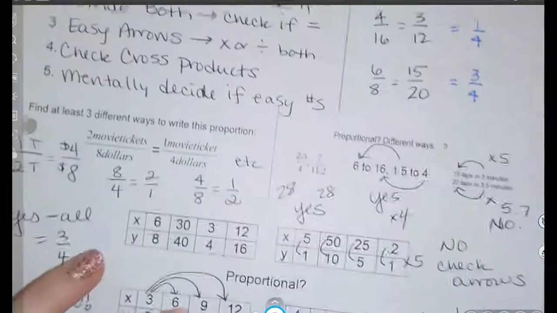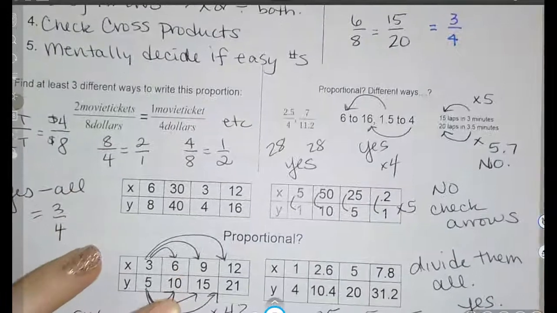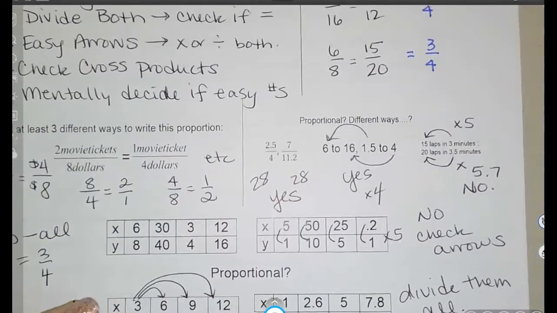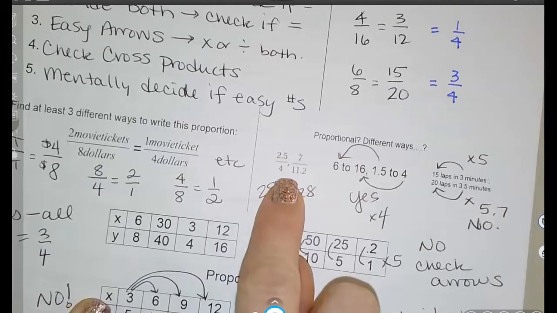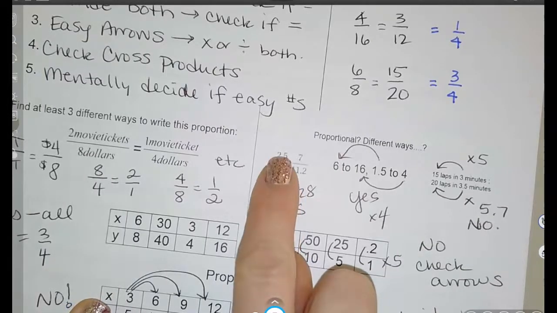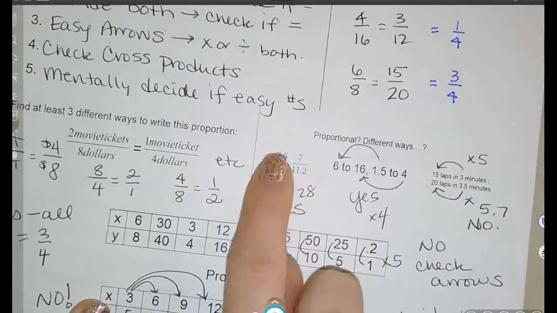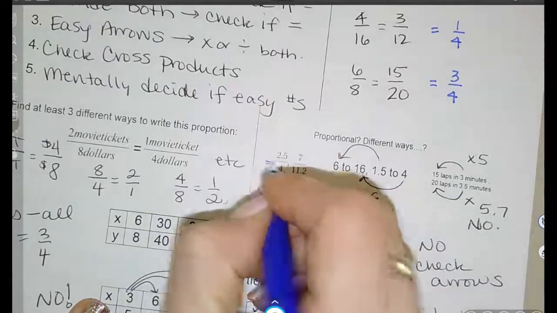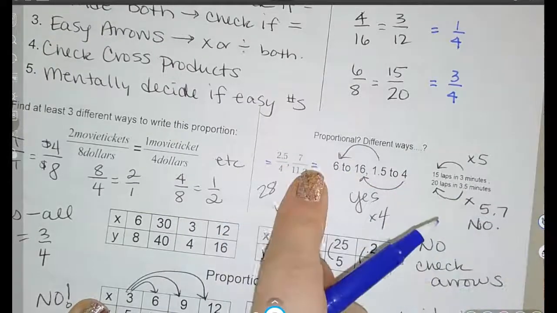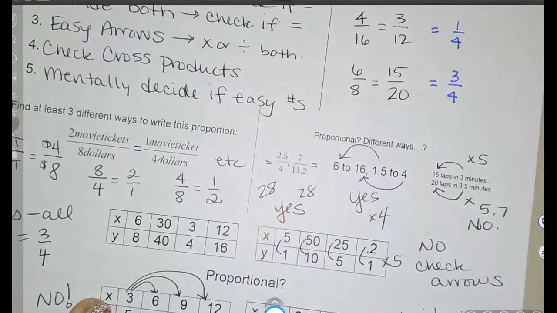Okay, if everybody's ready, let's check what I got here. So I tried to use a few different strategies. Looking at these, here I don't have easy numbers, so the arrows would probably be hard. Simplifying would probably be hard with these decimals, but I could do cross products in my calculator, and I got the cross products are equal, so yes. Or you could divide these, right? Divide these in your calculator and check the decimals to see if they're the same, okay?